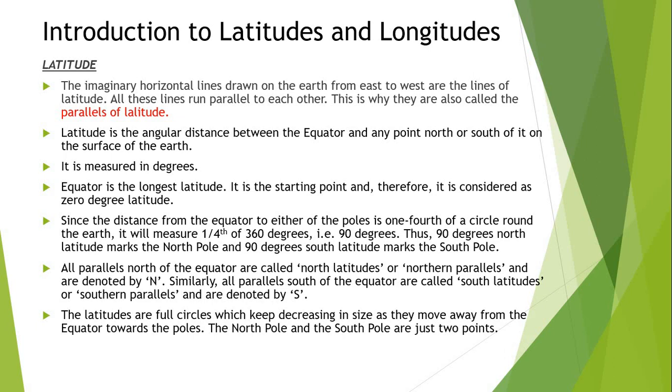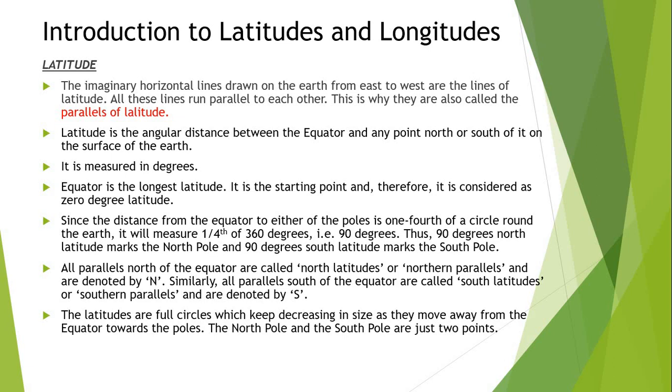Now one more important thing here. From any latitude, if you draw a perpendicular line to the pole, it will always measure 1/4 of 360 degrees, that is 90 degrees. Thus, 90 degrees north latitude marks the North Pole and 90 degrees south latitude marks the South Pole.